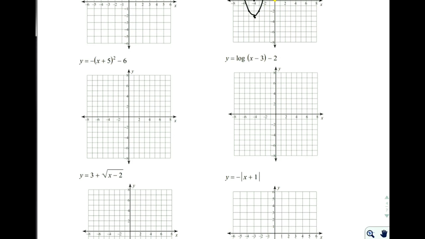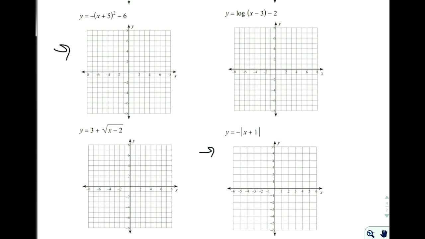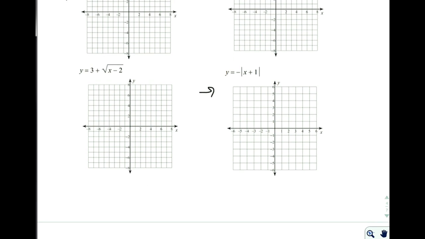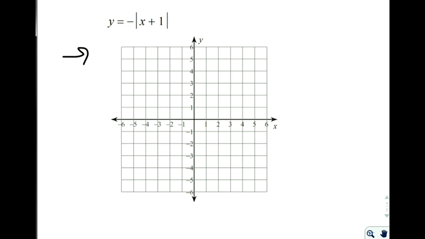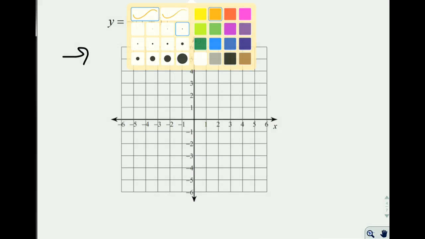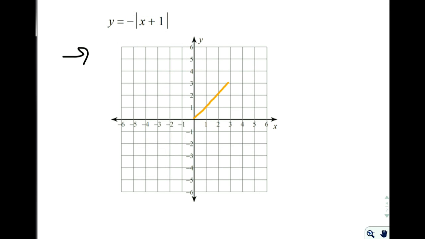Now, one of the more challenging ones you're going to see is right here and right here, where you have the negative out front. So let's go ahead and just do this example together quickly. If you have y equals negative the absolute value of all of that, you're starting with your basic absolute value of x graph, which is going to look something like this. And we just need to figure out where we're shifting it, and then that we need to flip it over.